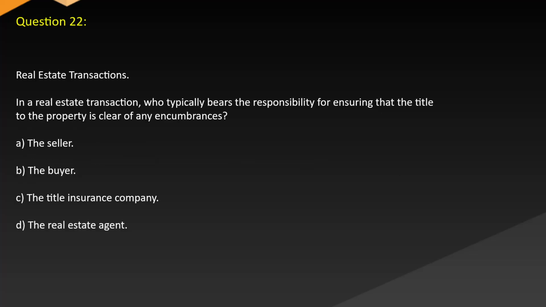Question 22. Real estate transactions. In a real estate transaction, who typically bears the responsibility for ensuring that the title to the property is clear of any encumbrances? A. The seller. B. The buyer. C. The title insurance company. D. The real estate agent.